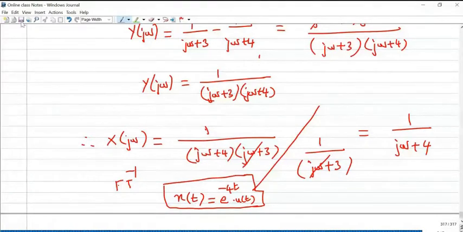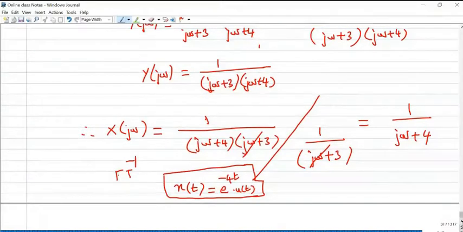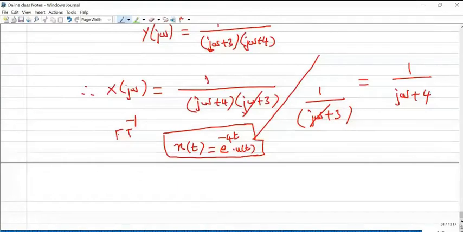So many problems are there, but the formats are the same. Some more problems are there. We will discuss those problems in the next class.